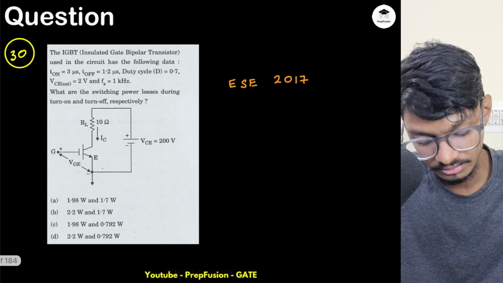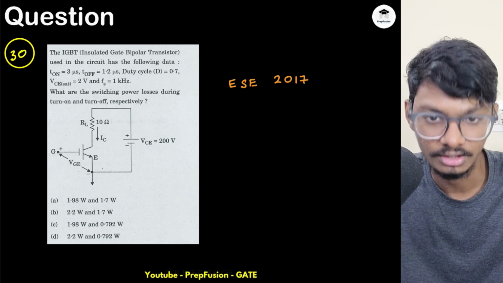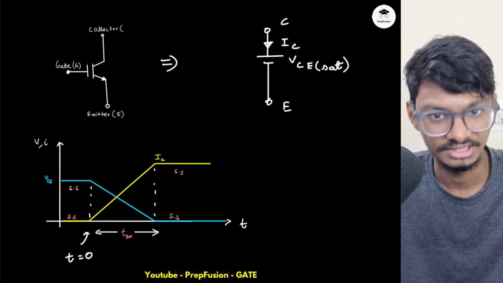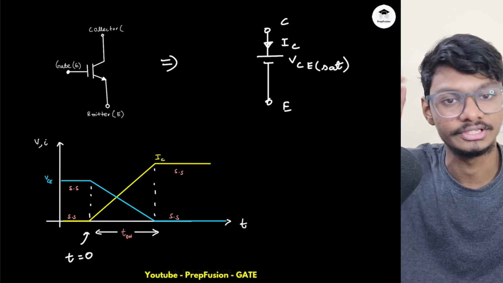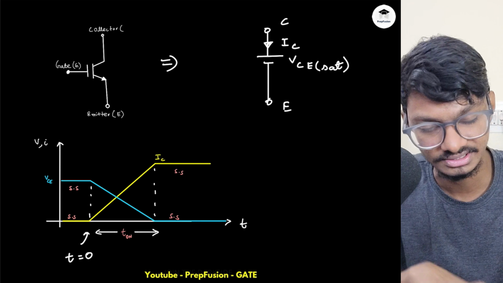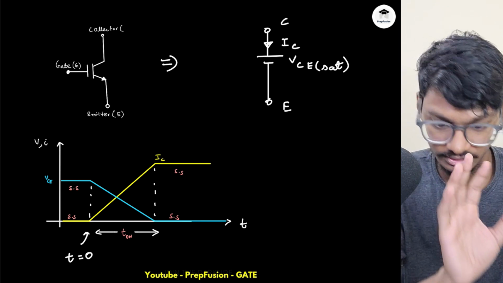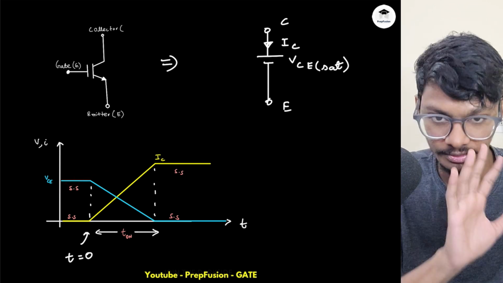During turn on and off, you first have to assume that the timing characteristics of the switch are something like this. It is linear. That you have to assume, else you won't be able to do this. They should have mentioned this, and they should have drawn the timing characteristics as well. But ESE, they don't do all this. In GATE you will get everything, the timing characteristics, everything drawn perfectly.